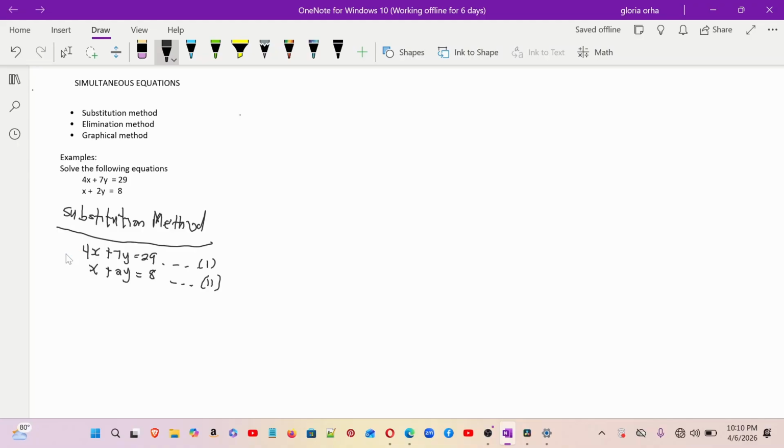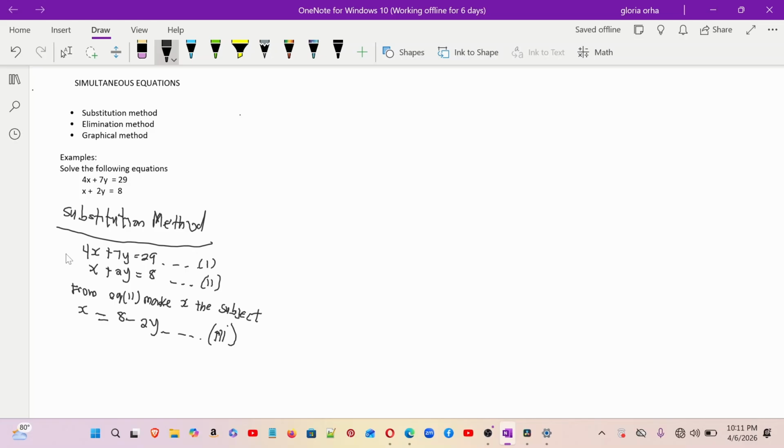So from equation 2, make x the subject of the formula. It will now be x equal to 8 plus 2y. When it gets to the other side of the equation, it will be minus 2y, so x equals 8 minus 2y. This is equation 1, equation 2, so we call this equation 3.